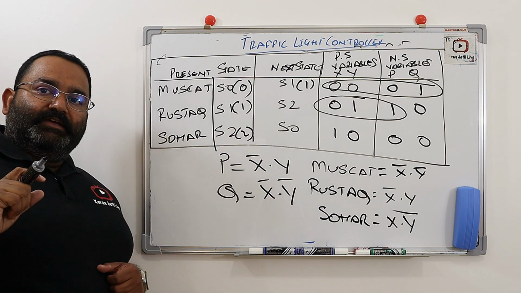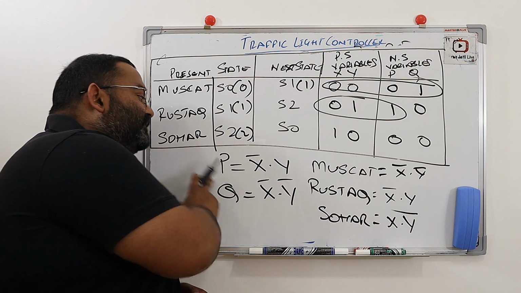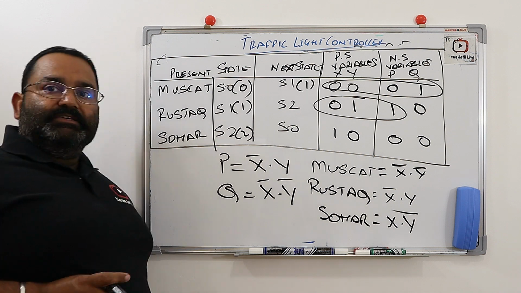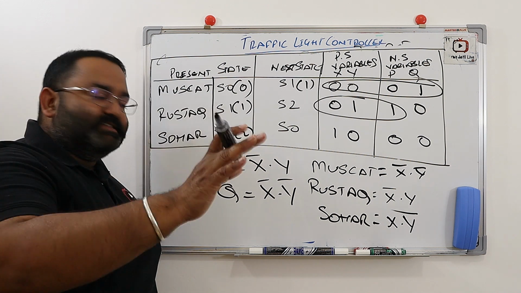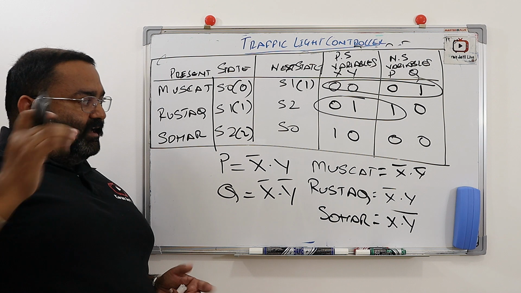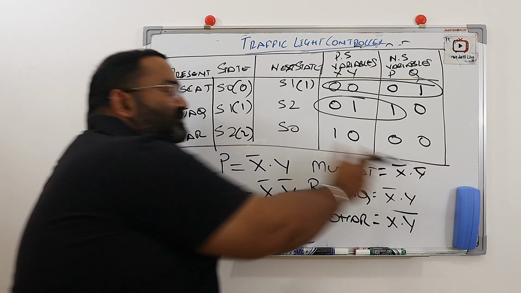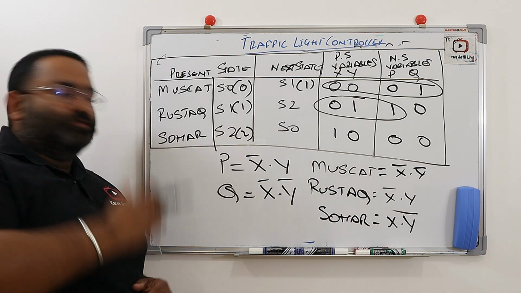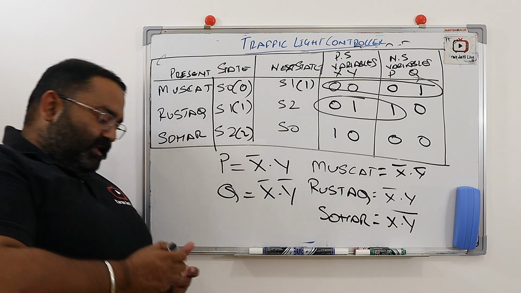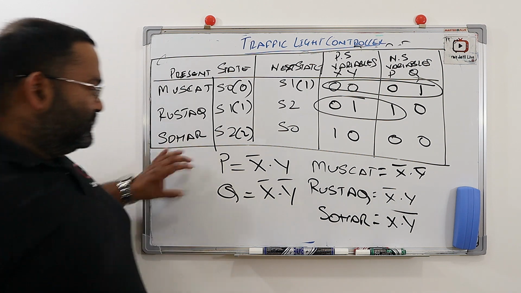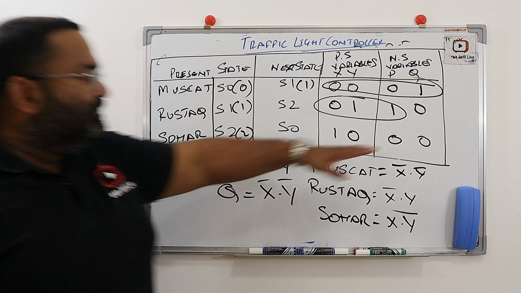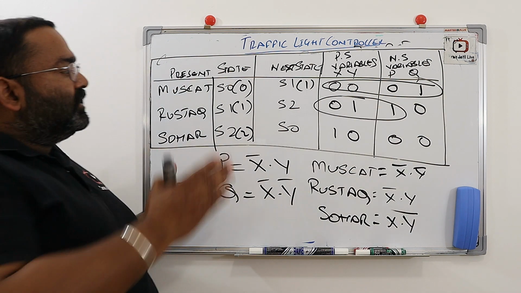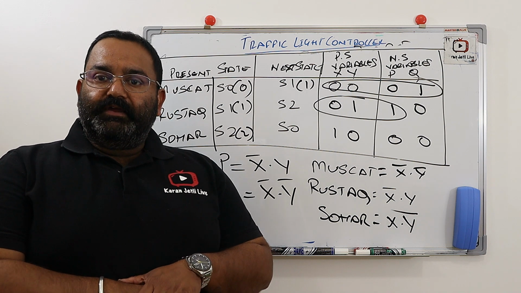So we need a circuit which generates p and q, plus it also generates the present state, which is the green light. So Muscat will be green when the state is S0. Rustak will be green when the state is S1. Sohar will be green when the state is S2. Okay. So this is my next state and these are my present states. Now guys, we will make a circuit for it.